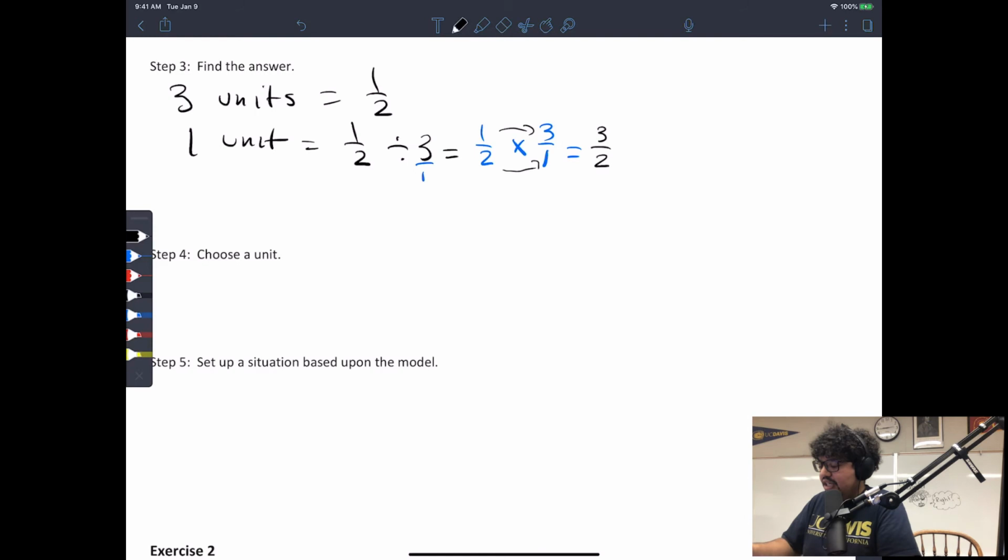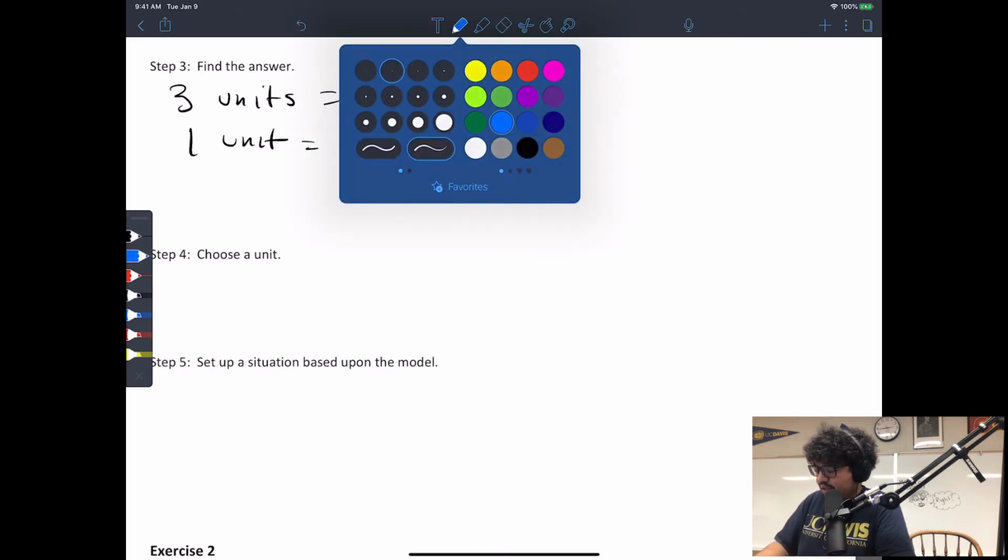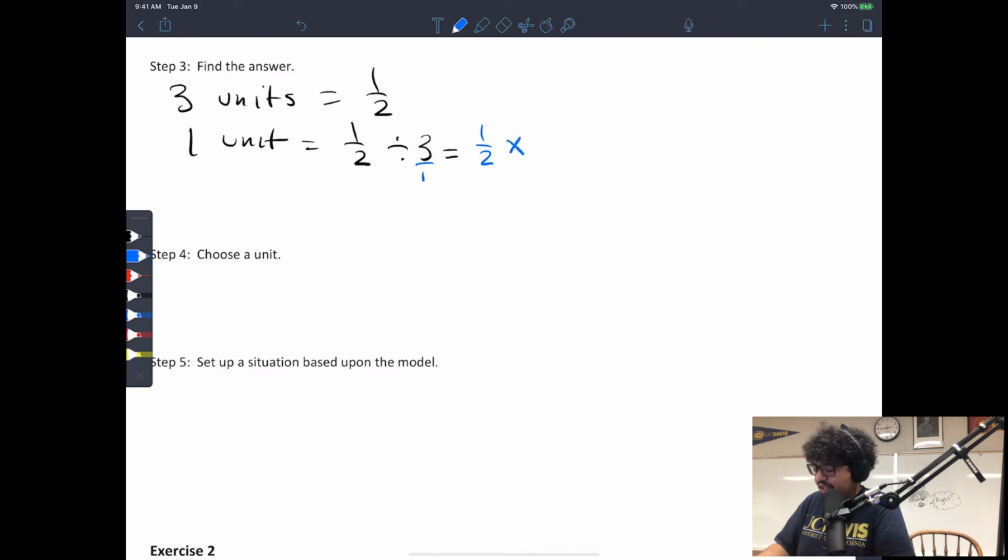And then the one thing I didn't do here is I didn't do the inverse. So then I'm going to go ahead and get rid of this one. Okay, get rid of this. So keep the 1/2, change, and then do the inverse.